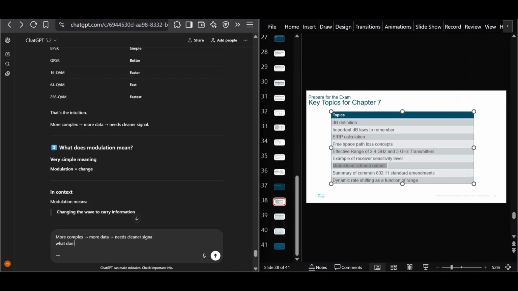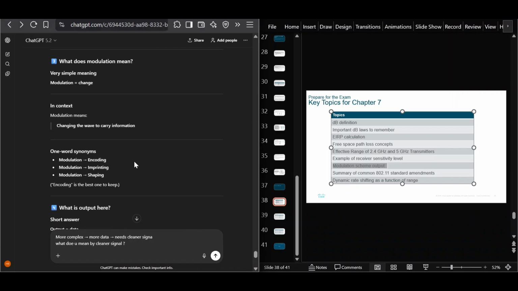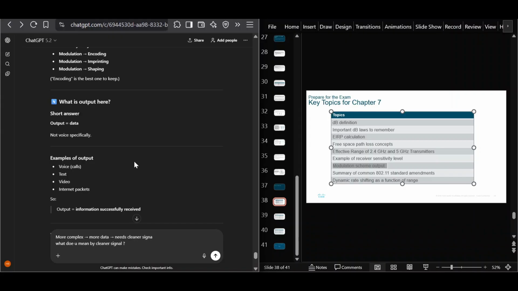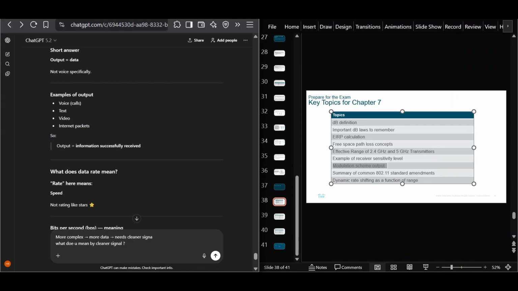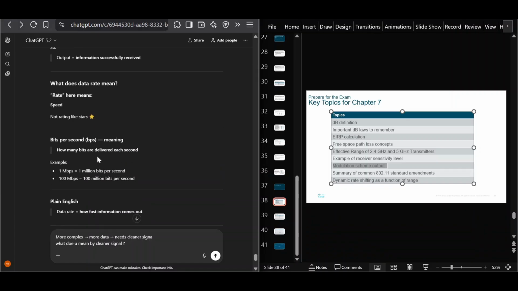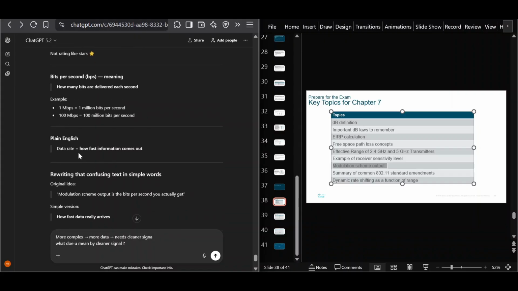What do you mean by cleaner signal? Modulation changes the wave to carry the information. Modulation is encoding, imprinting, shaping. Encoding is the best way to capture it, not voice specifically. Examples of output: calls, data, information. What does the data rate mean here? Speed, like data speed. Bits per second, 1 Mbps, 1 million. Data rate is how fast information comes out from the transmitter.